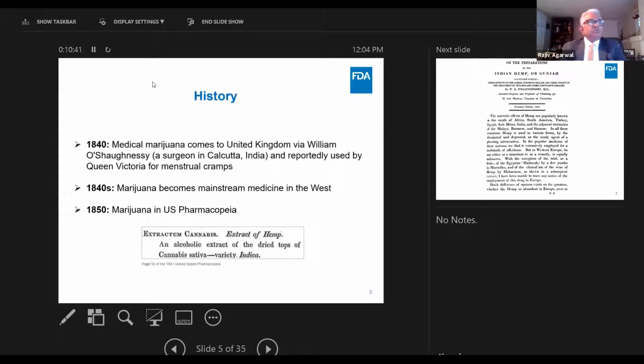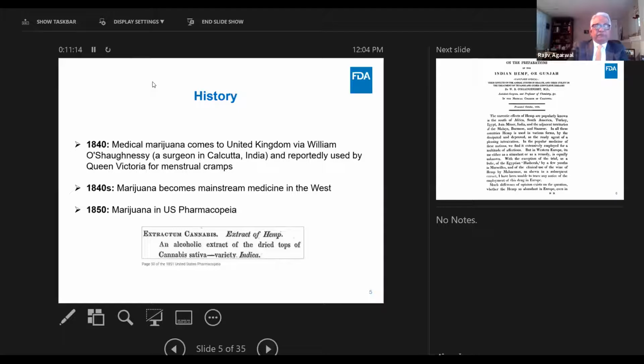So let's talk about the history and definitions. The first use of medical marijuana came to the United Kingdom by a Dr. William O'Shaughnessy. He was a surgeon in Calcutta during British India and reportedly used the cannabis to give to Queen Victoria for her menstrual cramps. That's how the story goes. Now, in the 1840s, marijuana became mainstream medicine in the West, and you will see during the presentation how it became popular in the West.